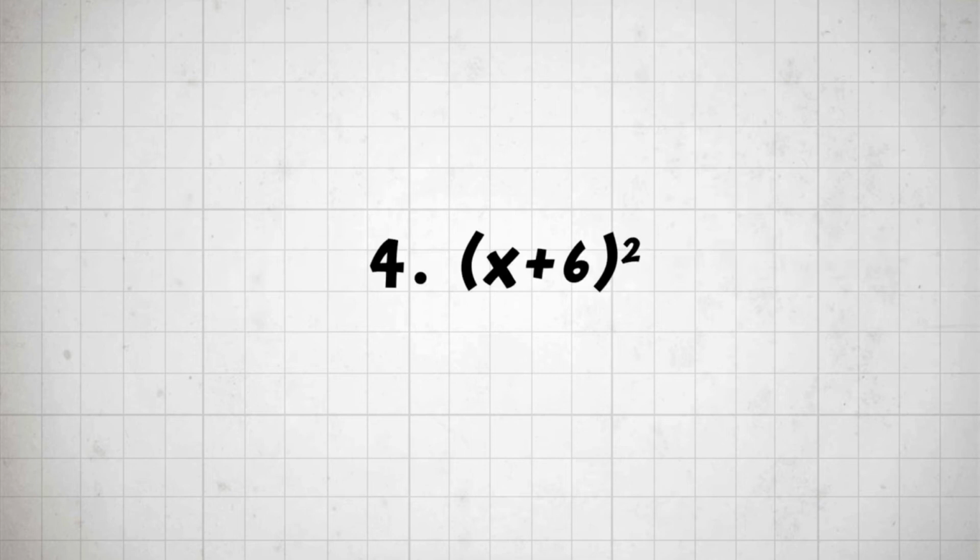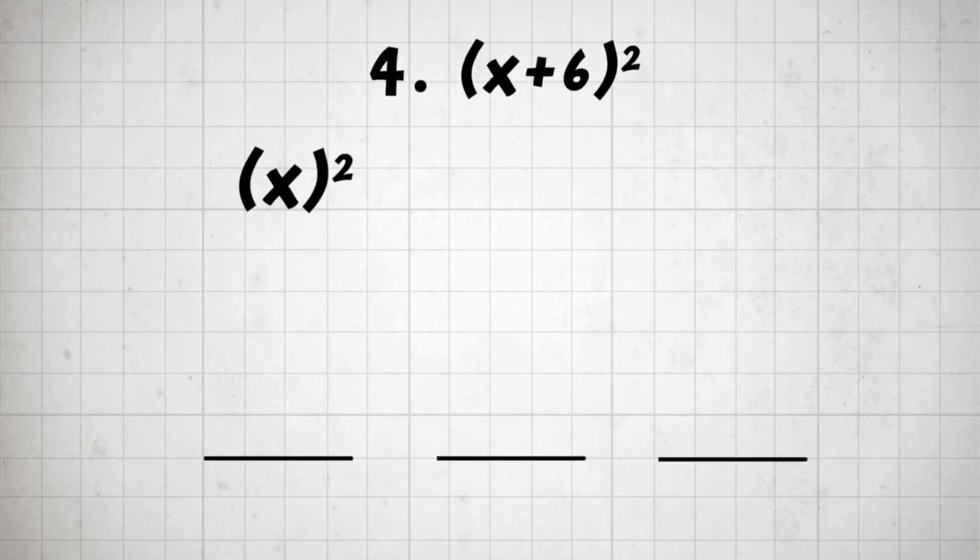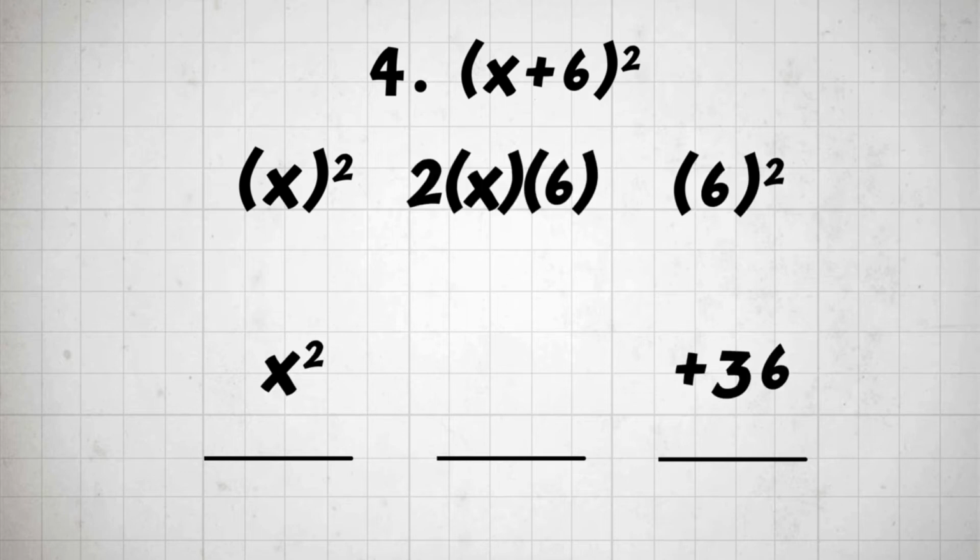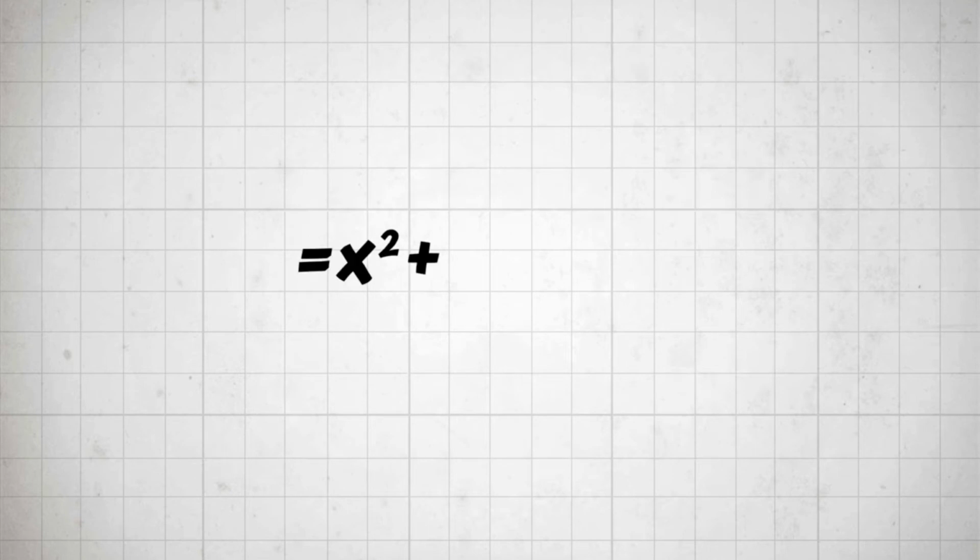Item number 4. Square of a binomial. For 5 seconds, let's do this. Time is up. The answer is a perfect square trinomial. The first term is the square of the first term of the binomial, and the last term is the square of the last term of the binomial, and the middle term is twice the product of the terms. Hence, the answer is x squared plus 12x plus 36.